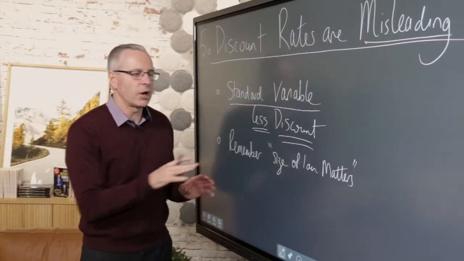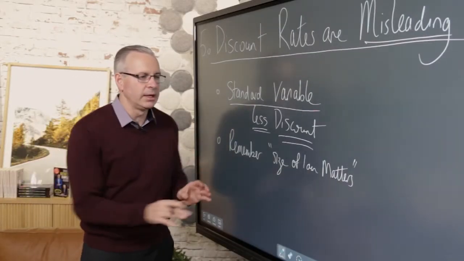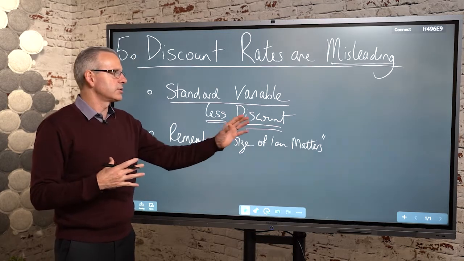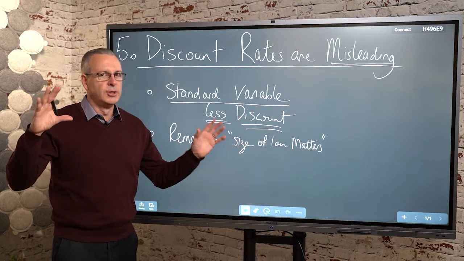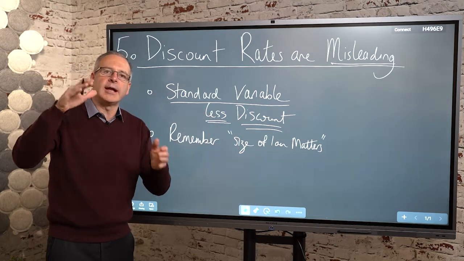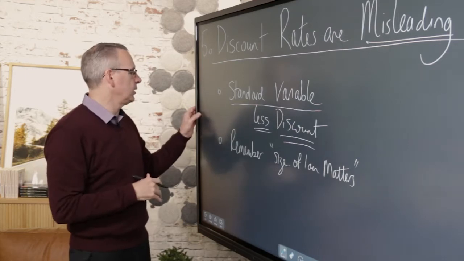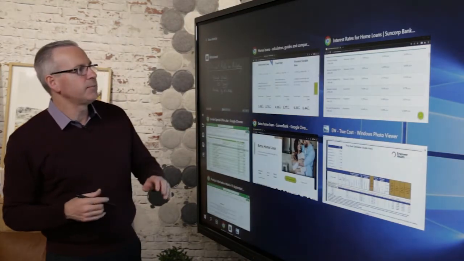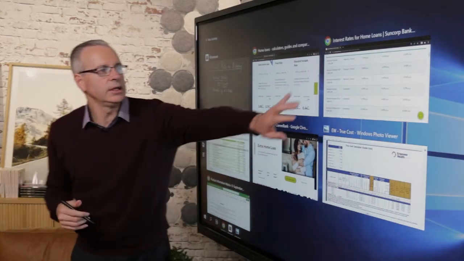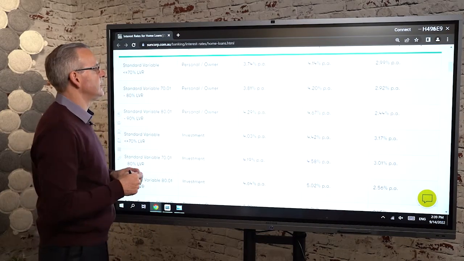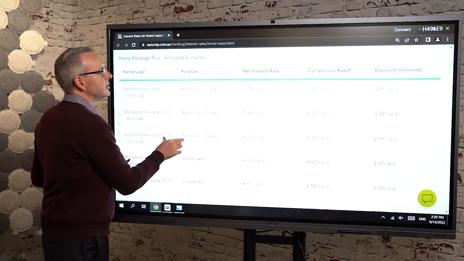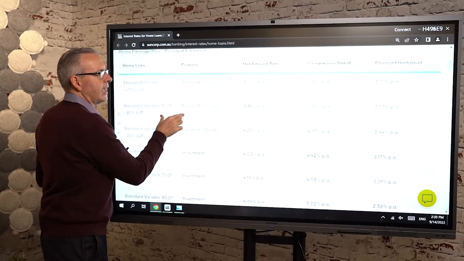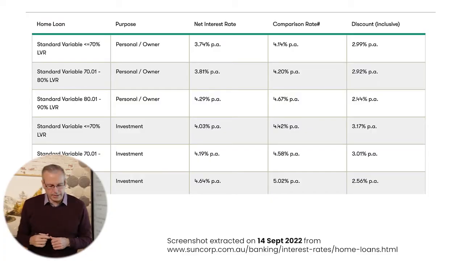The other thing, as I go into this example, I also just want you to remember that size of loan also does matter, in terms of the size of the discount, which is true, but also working that out and subtracting that off. So let's do an example where we have a look at a couple of different websites. Now, we were here before when it comes to the home loan rates for Suncorp. And this is that special page that we went to before.